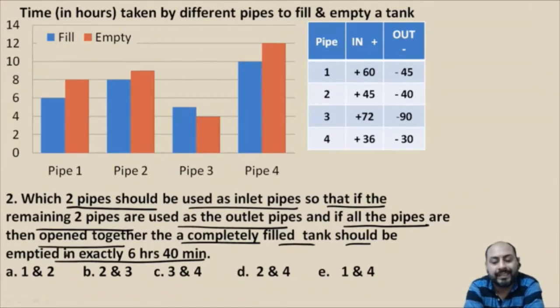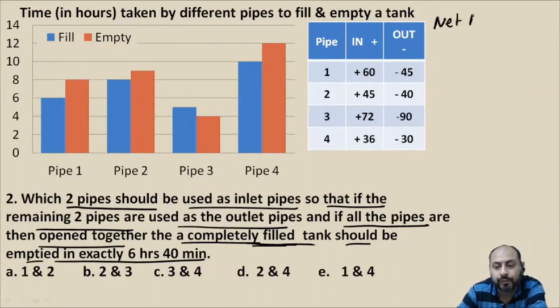Now, this is an interesting question. You can approach this question in two different ways. Number one, you can try different combinations from here, but that will be a very lengthy and time-taking approach. Number two, you have to first read the question carefully, and the question says that the tank is to be completely emptied, which means in this particular case, the net flow is negative.